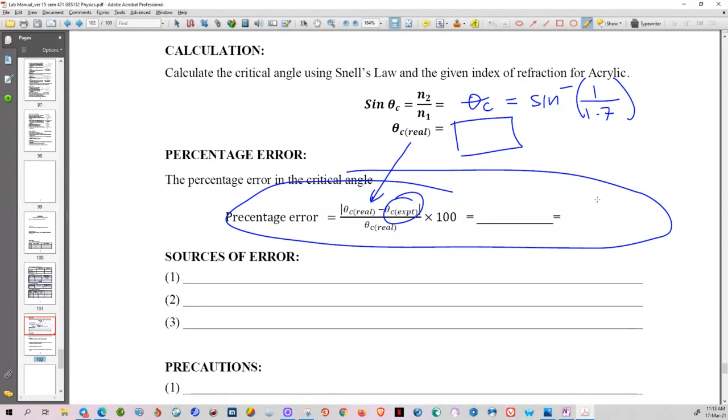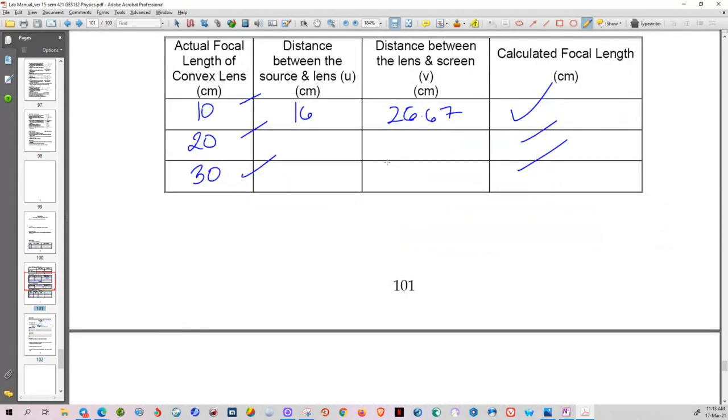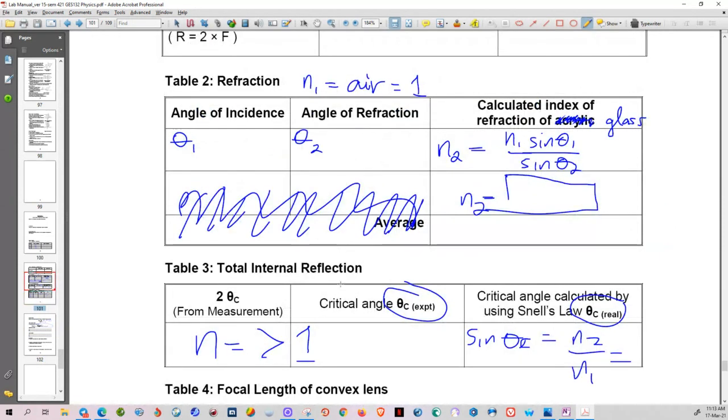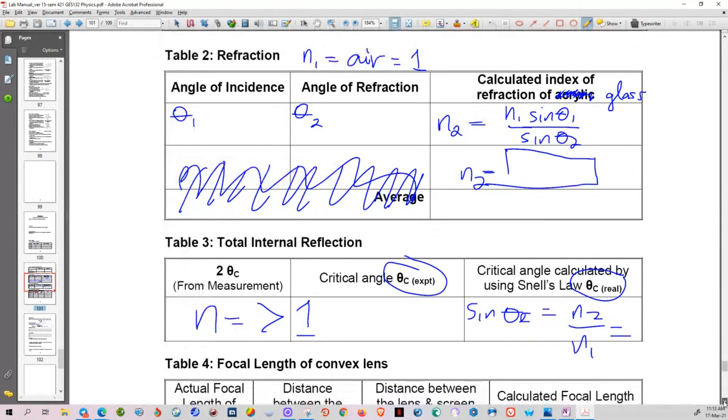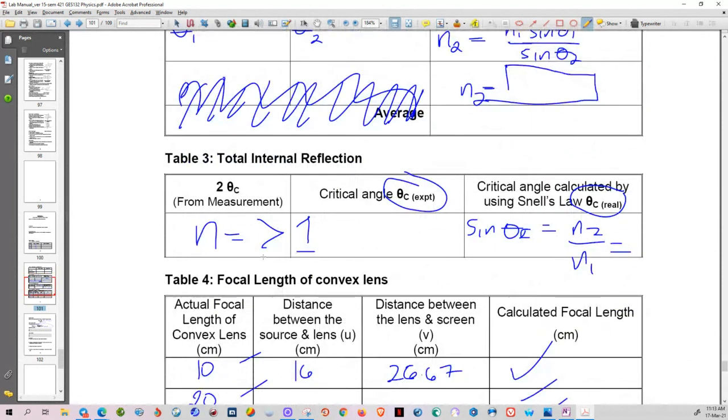What about the experiment value? Go back to the table. The experiment value is, I think it was here. What was the angle that we measured, if you remember? 86 or 68. 68 divided by 2. 68 divided by 2 is 34.